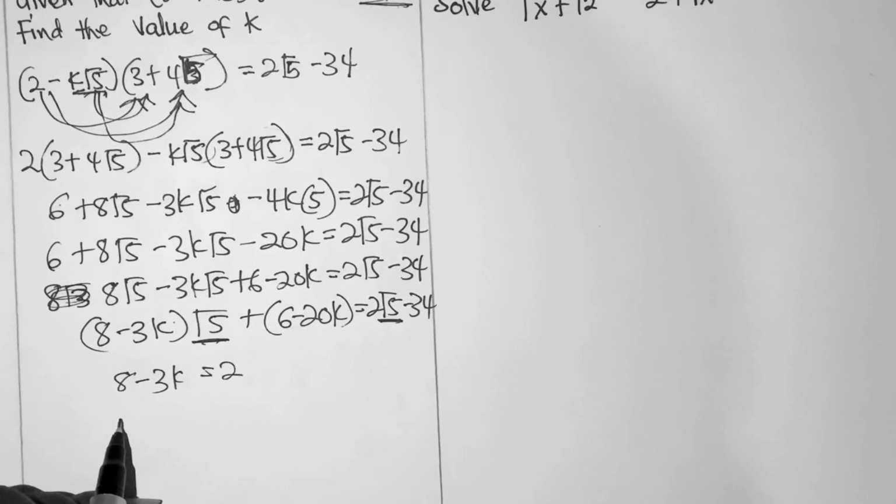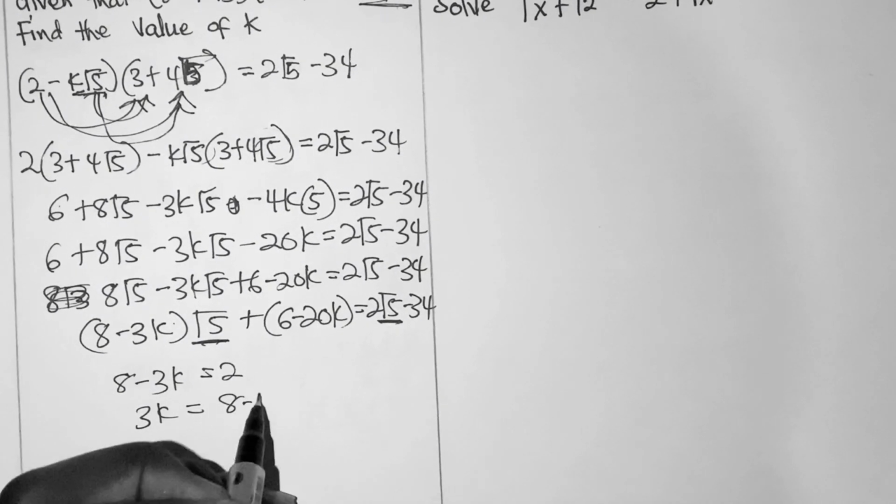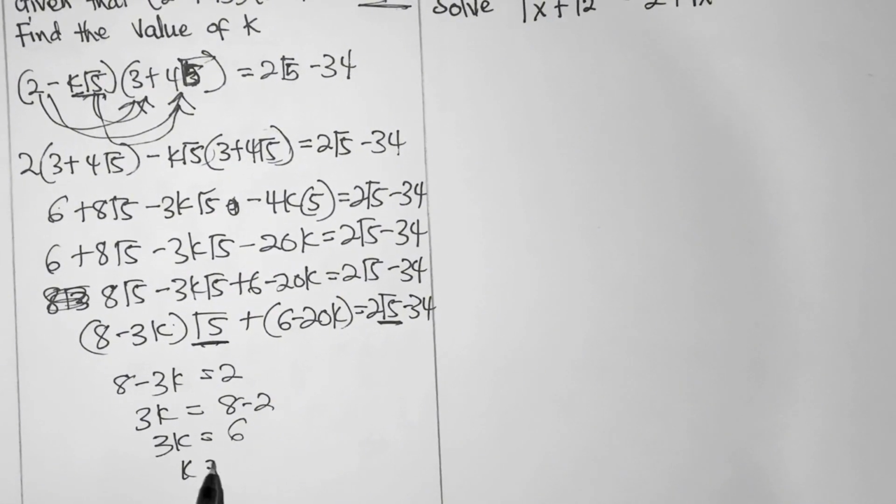So let's make k the subject. So 3k is equal to 8 minus 2. So 3k is equal to 6. Therefore, k is equal to 2.